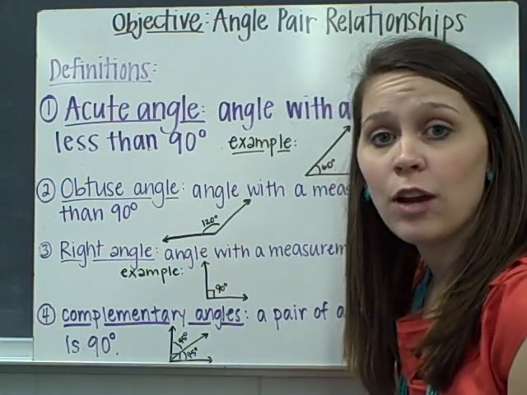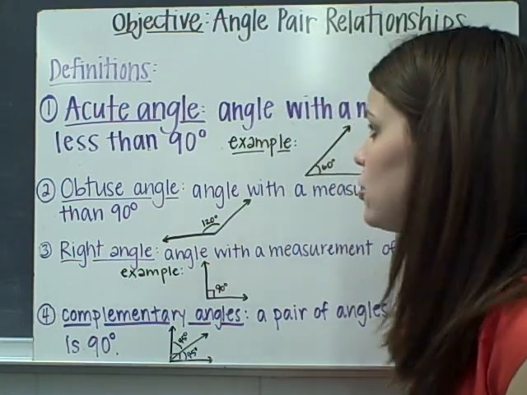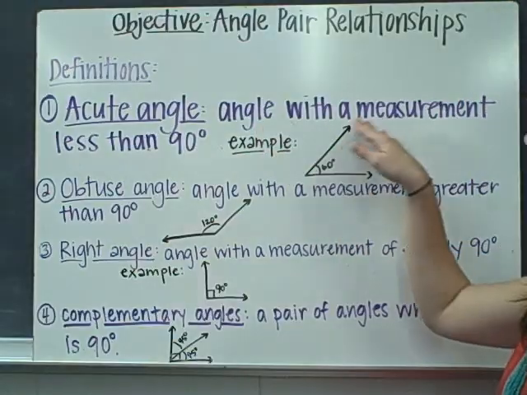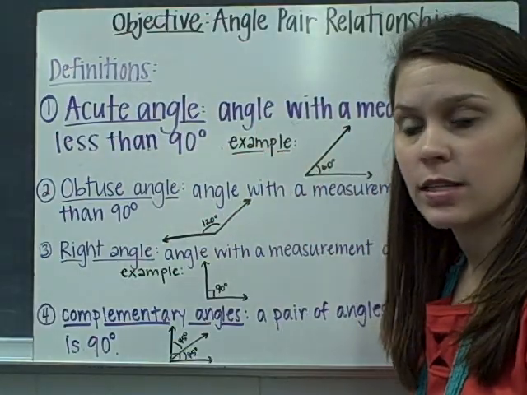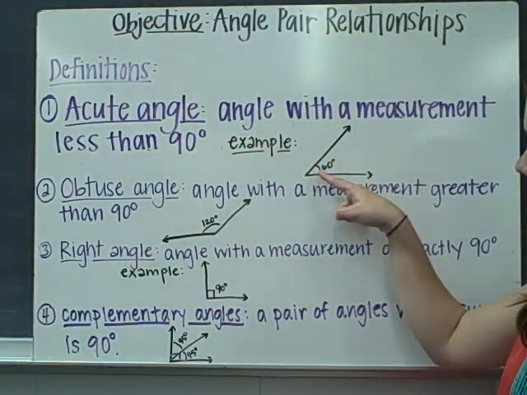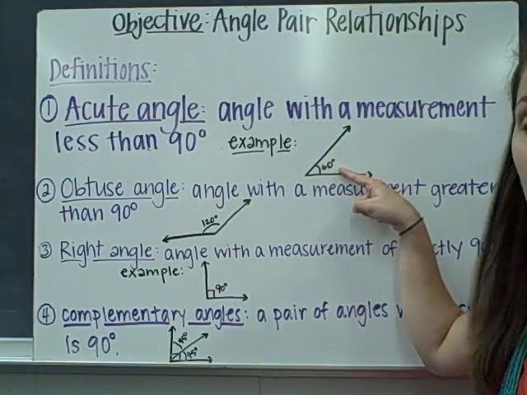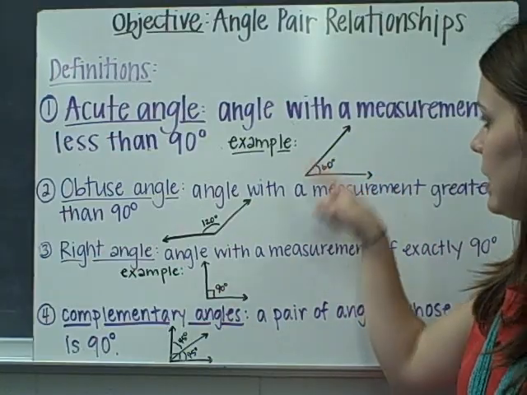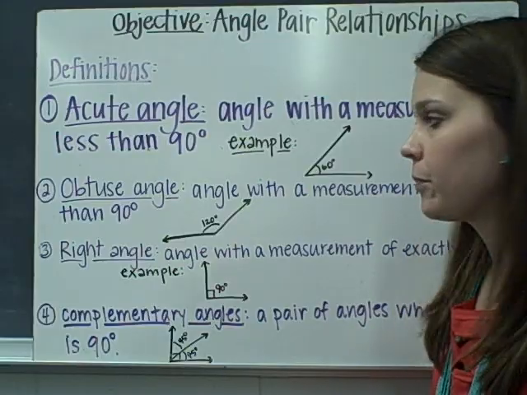Our objective today is angle pair relationships. Definitions. An acute angle is an angle with a measurement less than 90 degrees. So in our example, we have an angle. This angle measurement is 60. Since it's less than 90 degrees, this would be considered an acute angle.